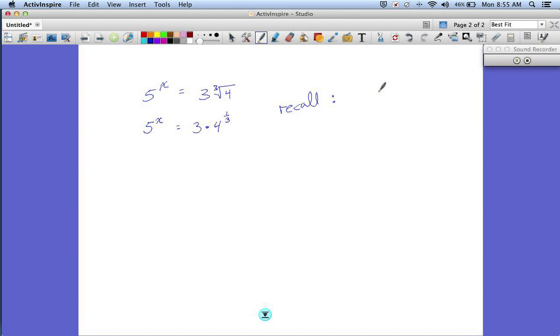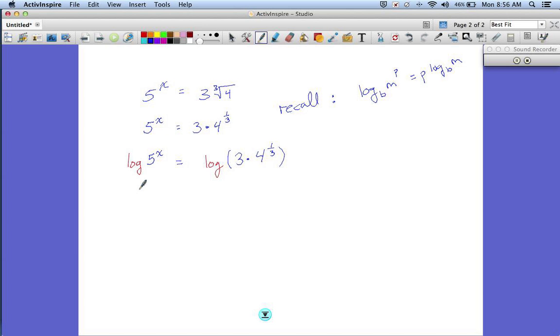we have a log property that says log base b of m to the p is equal to p times log base b of m. So I look at that and I say, okay, I have to get this out of the exponent. So if I take a log of both sides, I can say log of 5 to the x equals the log of 3 times 4 to the 1/3.